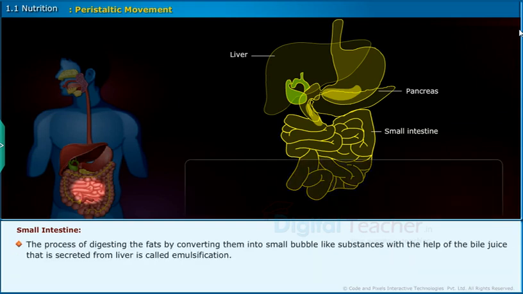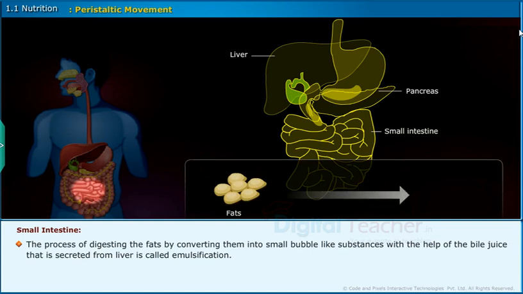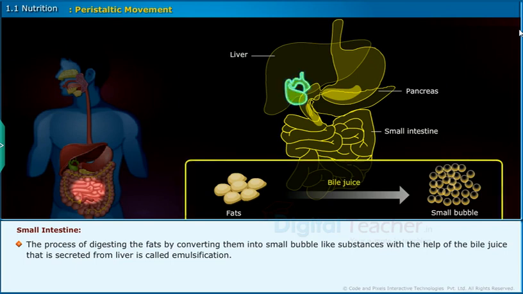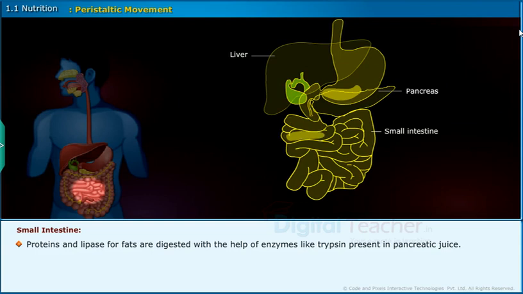The process of digesting the fats by converting them into small bubble-like substances with the help of the bile juice that is secreted from the liver is called emulsification. Proteins and fats are digested with the help of enzymes like trypsin and lipase present in pancreatic juice.